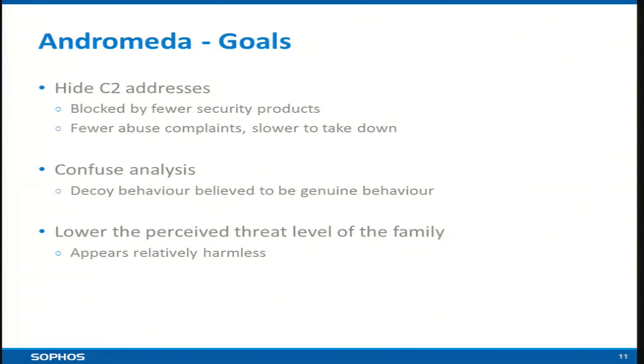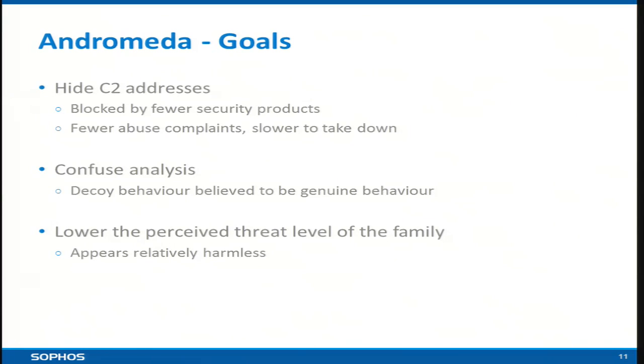So what's Andromeda trying to achieve with its decoy behavior? The primary goal seems to be to try and hide those command and control server addresses. The point being that if it can hide them, they'll be blocked by fewer security products, and there'll be fewer abuse complaints because fewer people realize that they're actually malicious. But they're also trying to sort of confuse analysis by displaying the fake behavior and presenting it as genuine behavior. They're trying to intimate that that's what Andromeda does.